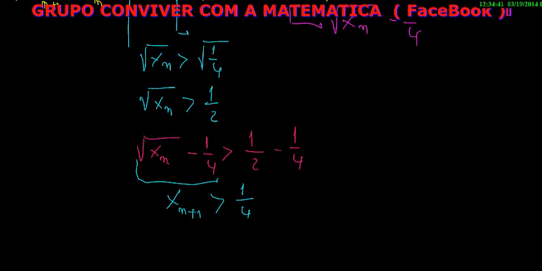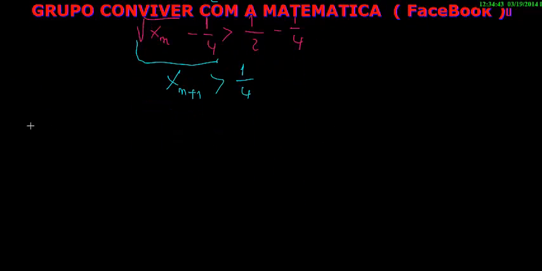So let's go to the second step. Let's take n equals 1, and let us show that x index 2 is lesser than x index 1.